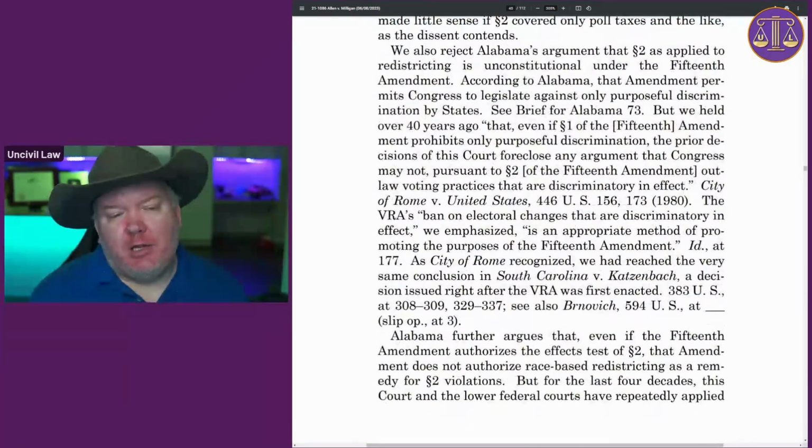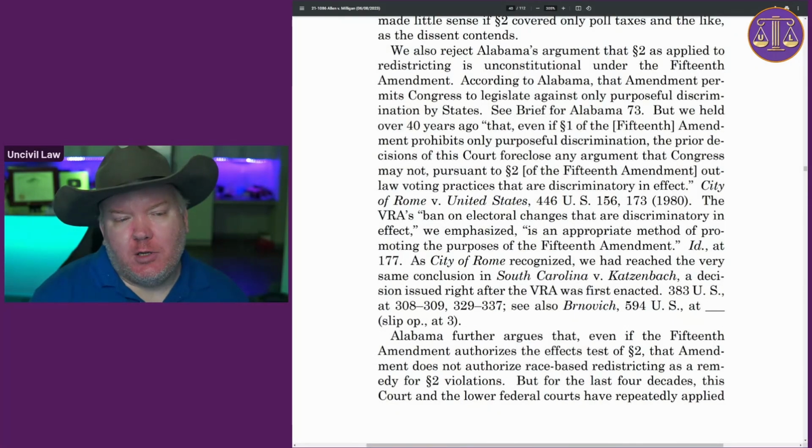We also rejected Alabama's argument that Section 2 redistricting is unconstitutional under the 15th Amendment. According to Alabama, the amendment permits Congress to legislate against only purposeful discrimination. But we held over 40 years ago that even if Section 1 of the 15th Amendment prohibits only purposeful discrimination, the prior decisions of this court foreclose any argument that Congress may not use Section 2 of the 15th Amendment to outlaw voting practices that are discriminatory in effect. The Voting Rights Act banning electoral changes that are discriminatory in effect is an appropriate method of promoting the purposes of the 15th Amendment. As our law has recognized, we reached the very same conclusion in South Carolina versus Katzenbach, a decision right after the VRA was first enacted.